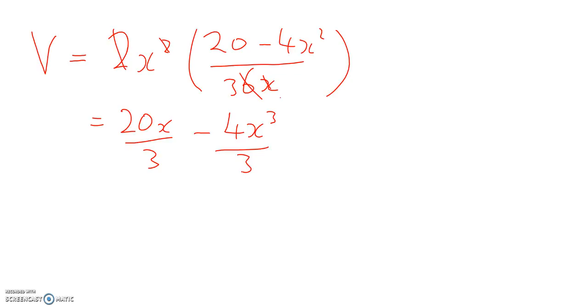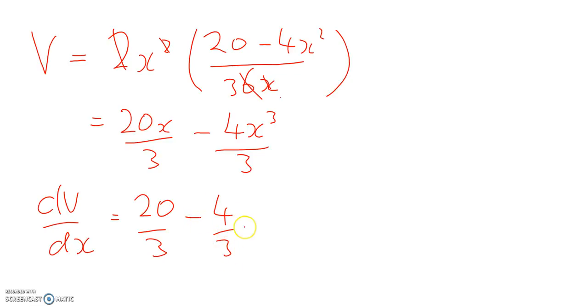First of all, I'm going to find dV by dx. That just comes to 20 over 3, because we're going to differentiate this with respect to x, minus 4 thirds times 3x squared. That cancels. So this ends up with 20 over 3 take 4x squared. And to find the stationary points, I'm going to put that equal to 0.